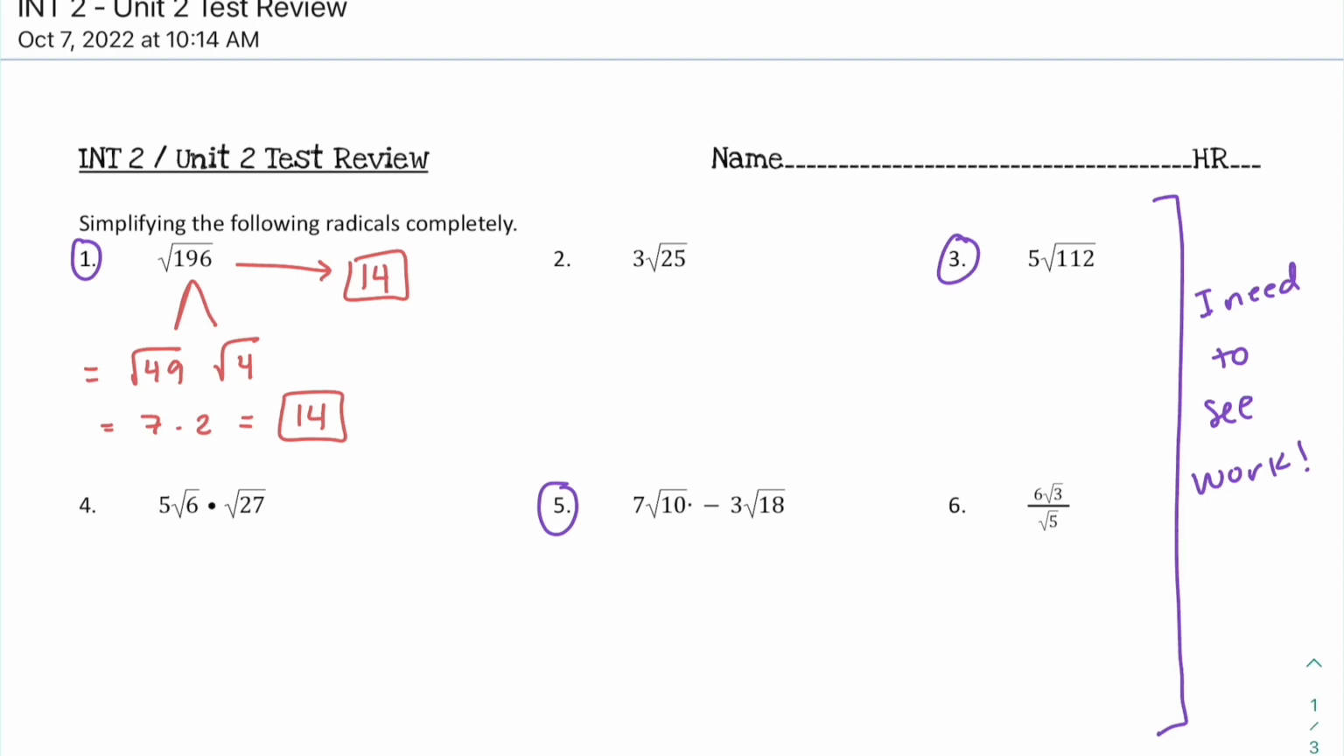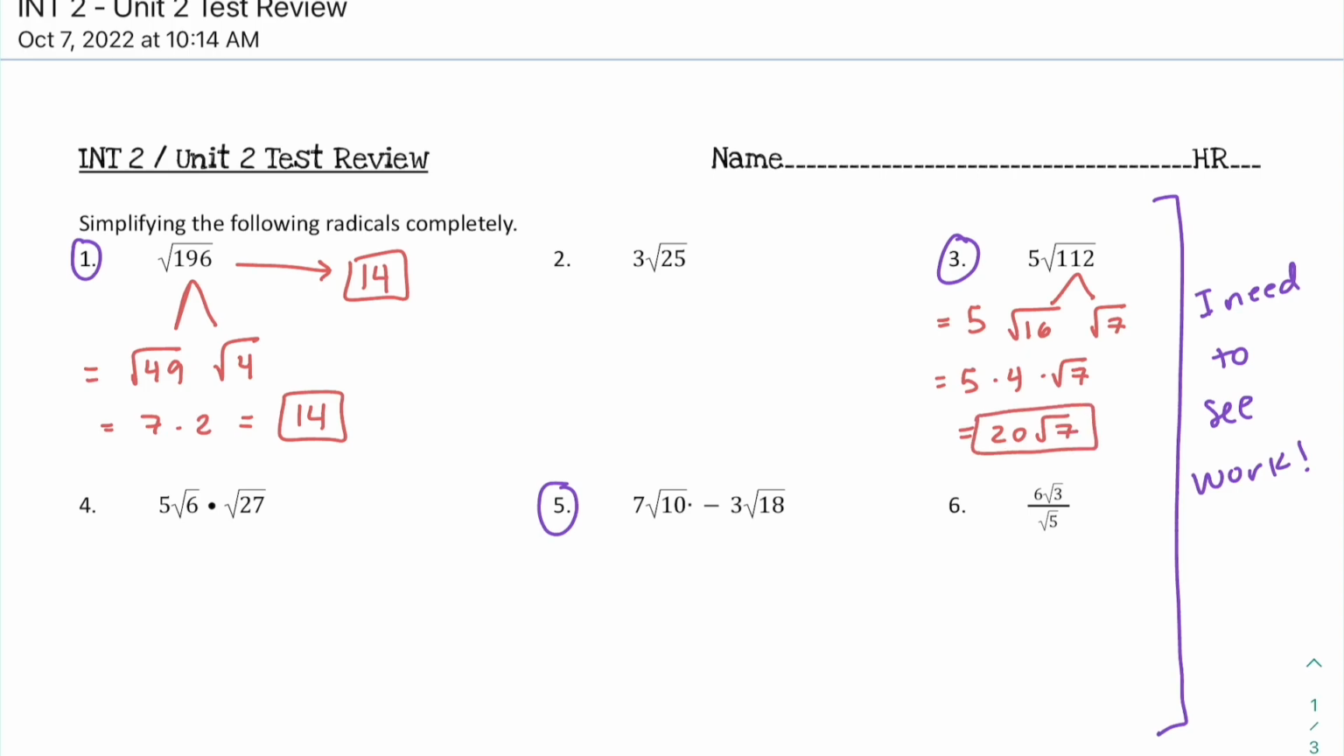On number 3, we would start by rewriting that 5. It's just going to kind of trail along for a while. And then again, we're looking for a perfect square that is hidden in 112. So 112 can be split up to be the square root of 16 and the square root of 7. If I'm going too fast, please pause the video, and then you can have as much time as you want. I can rewrite this as 5 times 4 times the square root of 7. And then I can simplify 5 times 4 in front to get 20 square root of 7.